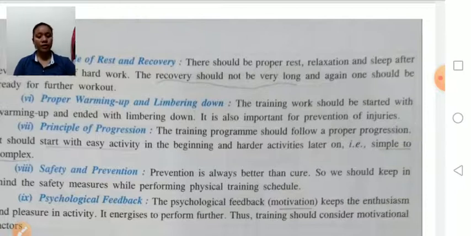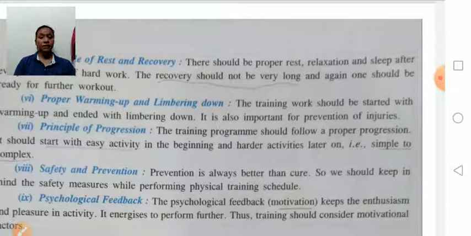Principle of progression. The training program should follow proper progression, means at the time of training we should start with easy activity and then harder activity later. Okay, this is known as the principle of progression, means we should always start the activity with an easy activity and then move toward the hard activity, that is from simple to complex. Always start with the simple and then go for the further.